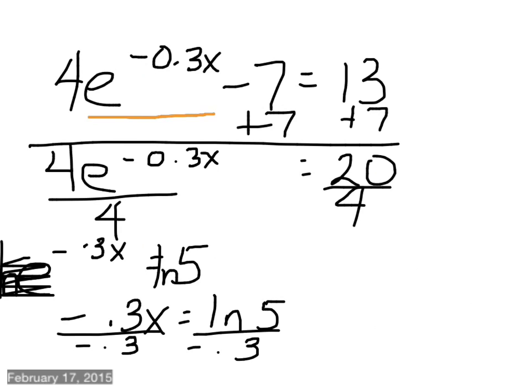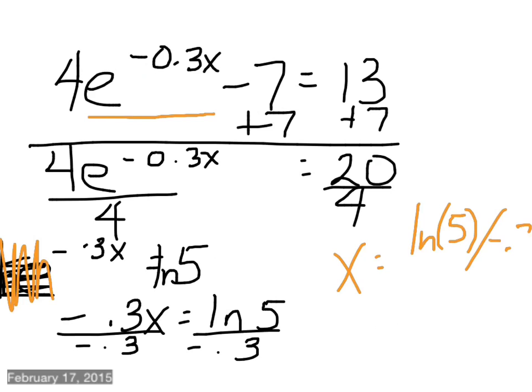Wait, so the ln goes away too? So the ln goes away because the ln and the e right here, see where I have it scribbled out? These cancel each other out right there. Okay? So now on your calculator, you're going to take the ln of 5, make sure you close that out, divided by negative 0.3. And what'd you get? Negative 5.3648.